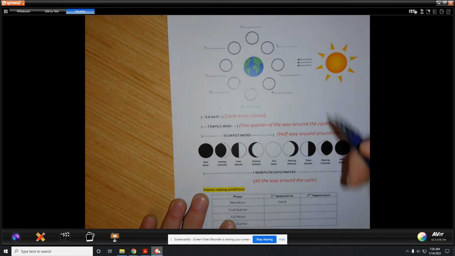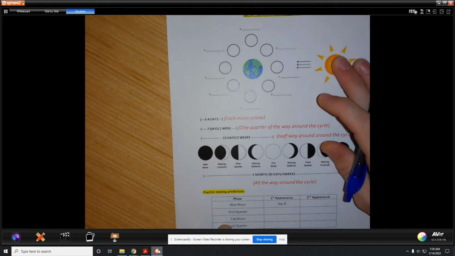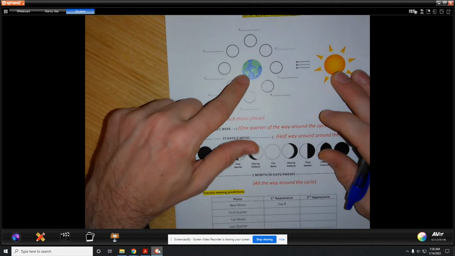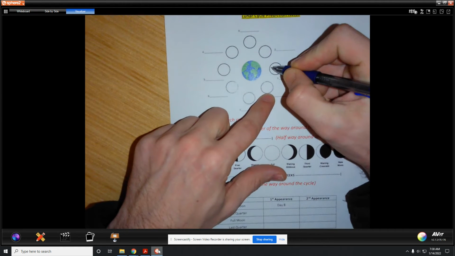Correctly. So we'll go ahead and go through these 4 rules for modeling the lunar cycle. We have our sun on the right. We have our Earth here in the center. And remember, we always put the new moon in between the Earth and the sun. So we can go ahead and shade that one in first.